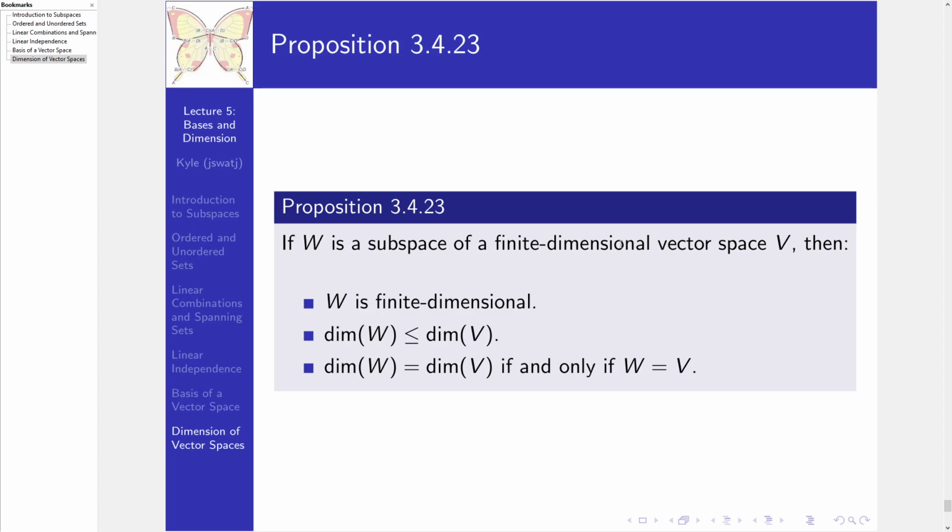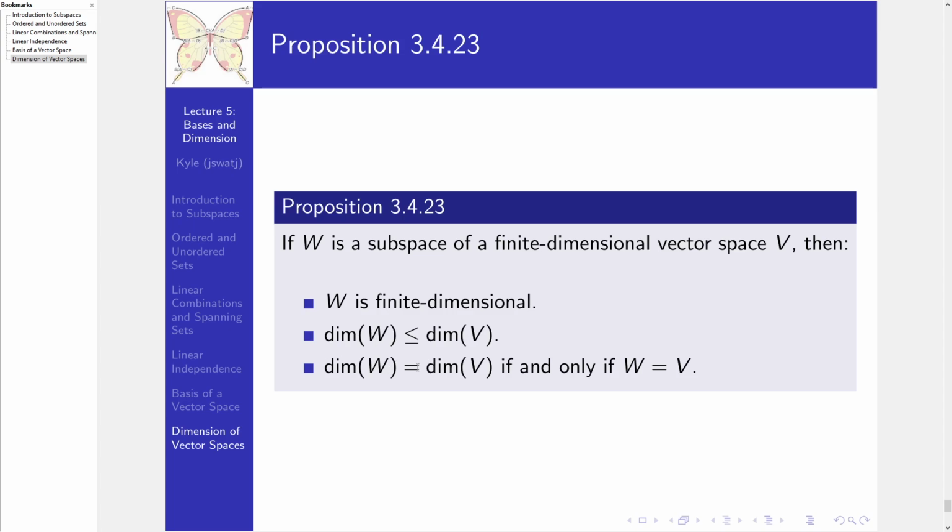And if W is a subspace of a finite dimensional vector space V, then W is also finite dimensional. And the dimension of W, so the size of its basis, will be smaller than the size of V's basis, which kind of makes sense. I mean, W would be literally smaller, so obviously we need fewer elements to span it.